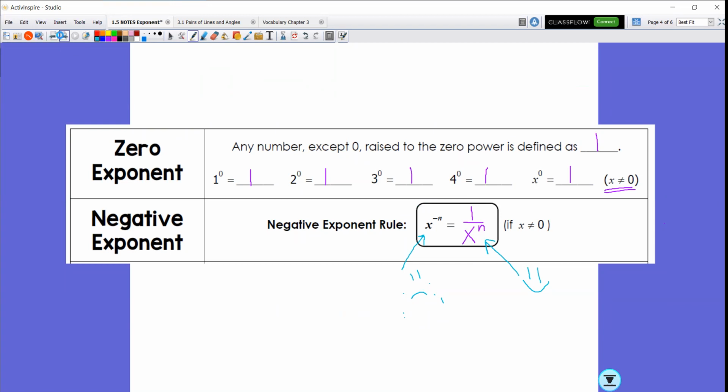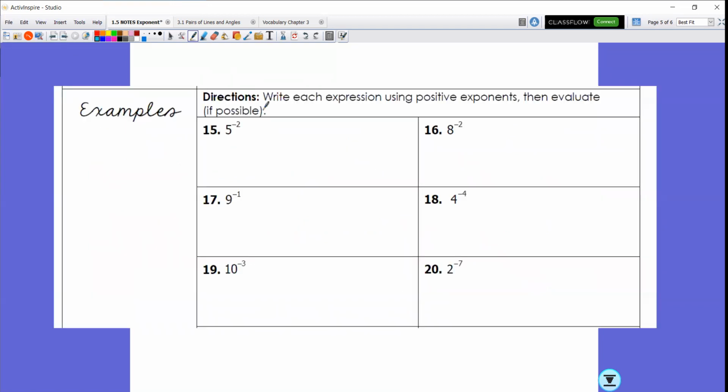All right, let's look at some examples. We want to first rewrite it using a positive exponent. So my 5 is my base, raised to the negative 2, that is the same as 1 over 5 to the second power. Because this is a number, I can evaluate it even farther or simplify it. So 1 over 25 is the same as 5 to the negative 2 power.